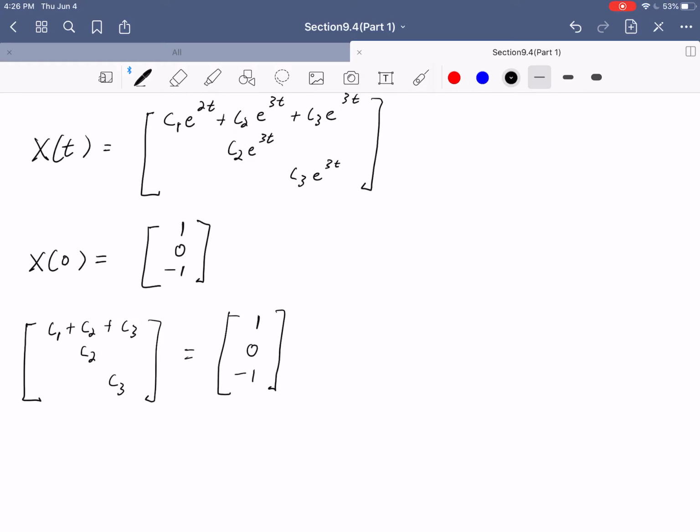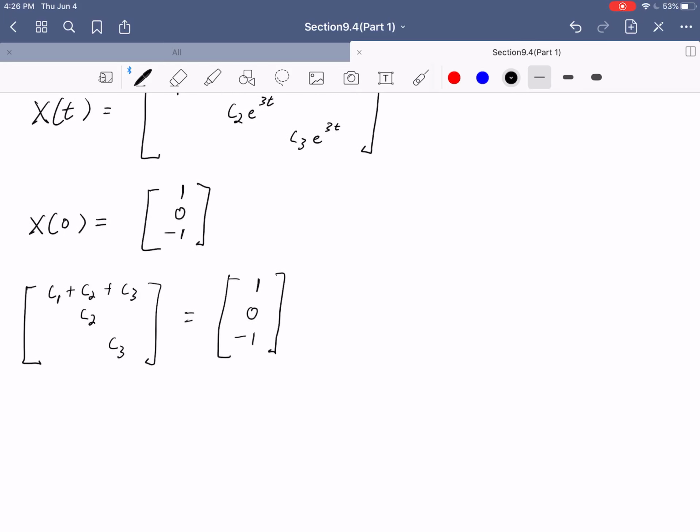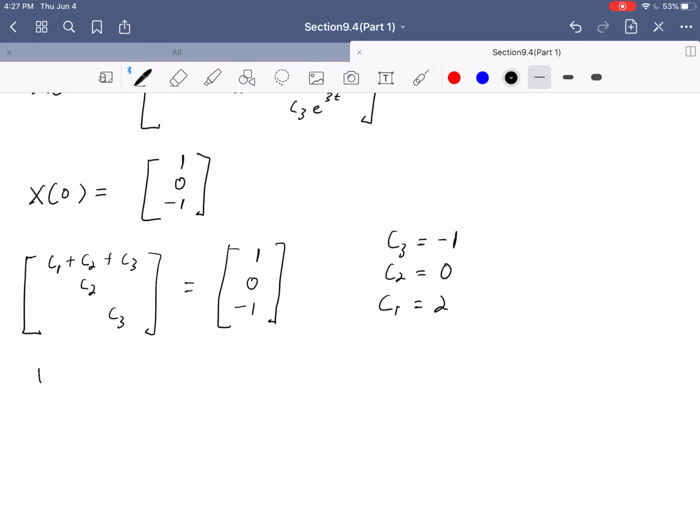So what does this tell us then? Well, we can immediately get that C3 is supposed to be negative 1. C2 is supposed to be 0. And if C3 is negative 1 and C2 is 0, I think we can do this in our head. C1 needs to be 2. So C1 is 2.